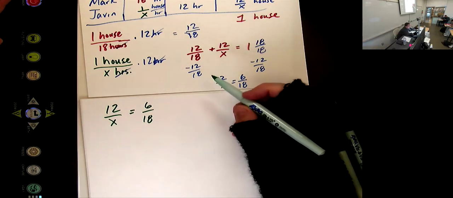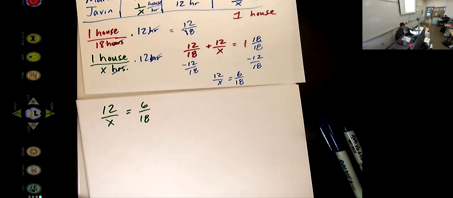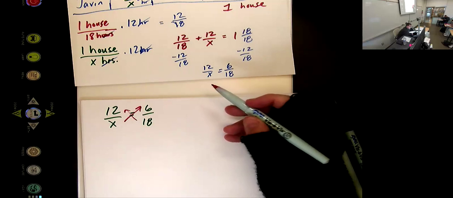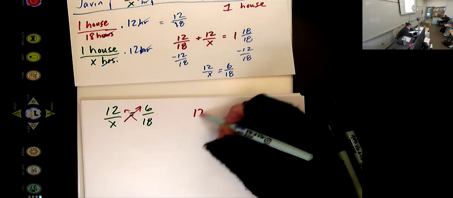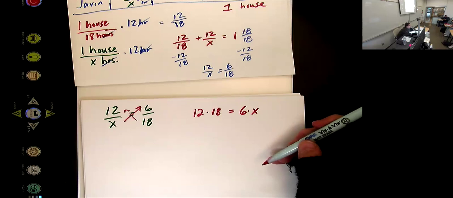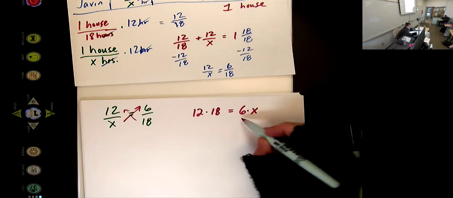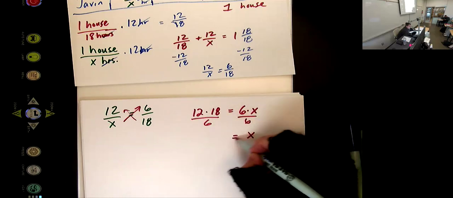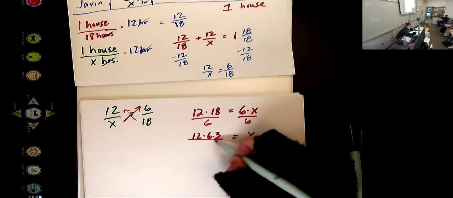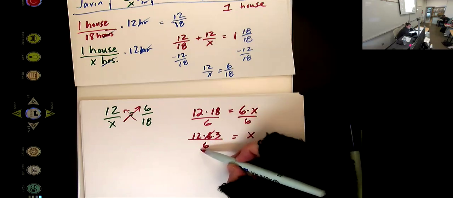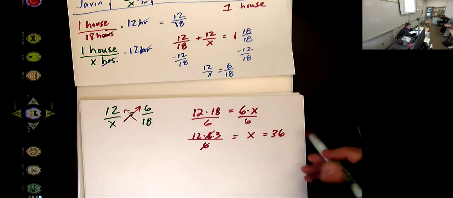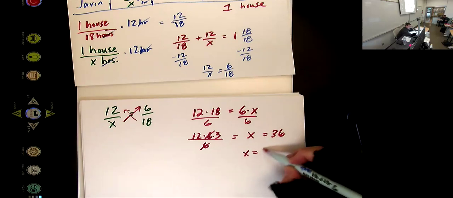Now, there's a couple ways forward with this. You might remember cross multiplying, when you have two proportions. So we had 12 times 18 on the left, 6 times x on the right. I'm going to be dividing by 6 to find out what x equals, and this is a lot easier to divide by 6. 12 times 18, 18 is 6 times 3, so my 6s will cancel, and I get 12 times 3 is 36. x equals 36 hours.